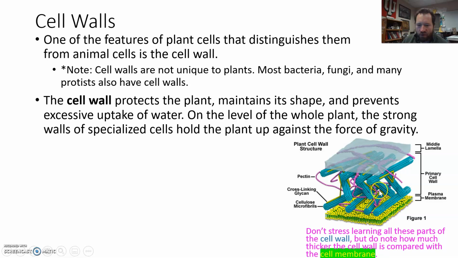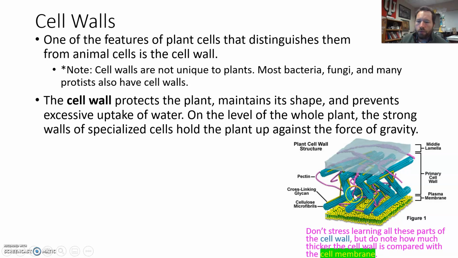So here's an image of a plant cell. First thing to note is here's the phospholipid membrane. We're familiar with that down here at the bottom. It's in the yellow and green. So there's the phospholipid heads, and then there's the tails in the middle, and the phospholipid heads again on the bottom. So this would be the cell membrane.